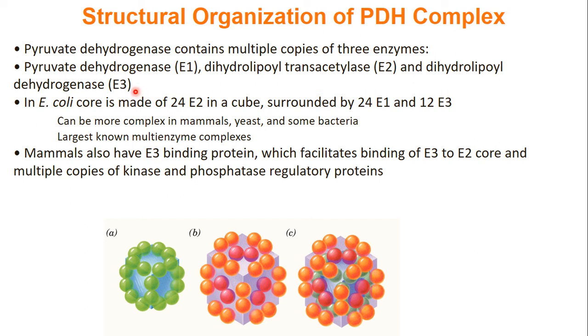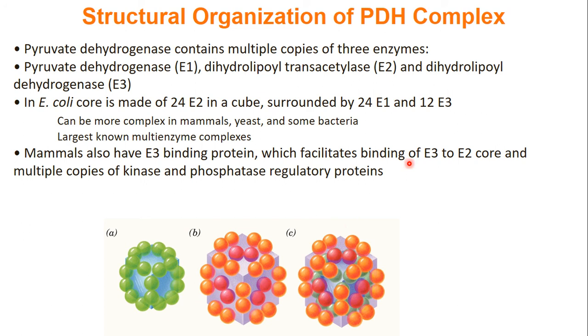Now for E. coli, you have your core made up of 24 E2s that are in a cube-like shape. And surrounding that cube, you have 24 E1s and 12 E3s. So you can see that they're all really close to each other and connected. Mammals, yeast, and some bacteria can be more complex than what's being shown here. And it is the largest known multi-enzyme complex we have found.